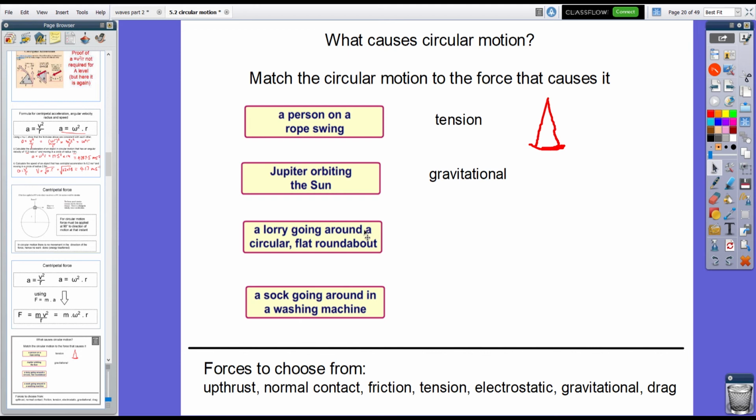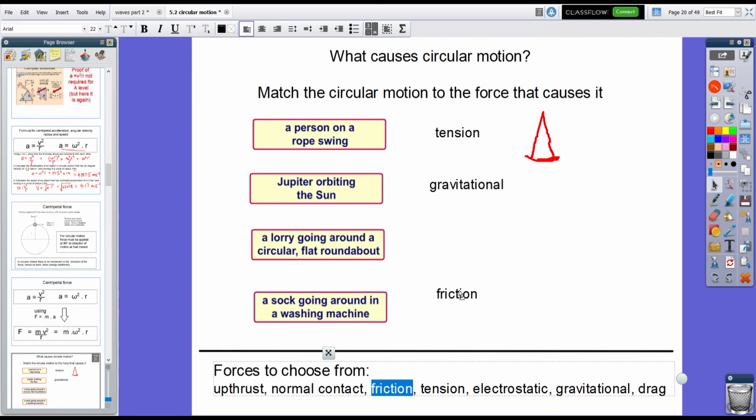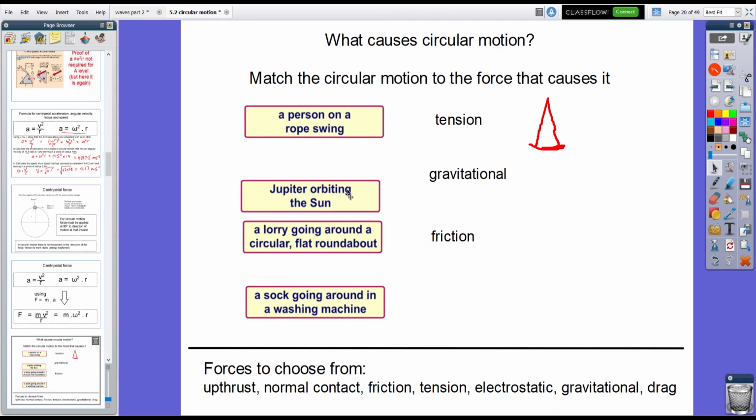A lorry going around a circular flat roundabout. What's creating the force there? Why doesn't the lorry just spin out? Well, it would spin out if there was loads of oil on the road. It would just go in a straight line. It wouldn't get any traction. If there was ice on the road, or maybe it was going too fast. So hopefully you might have spotted, it's actually the friction from the road. The friction is providing a force towards the centre of the roundabout. None of these objects, Jupiter, the person, the lorry, is moving towards the centre. It's just going round the roundabout.